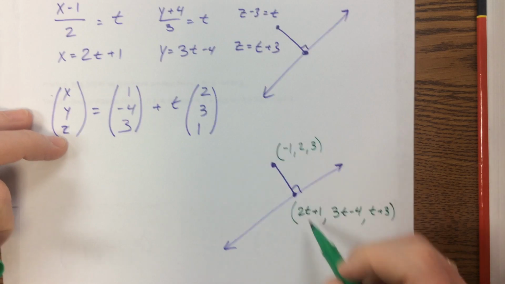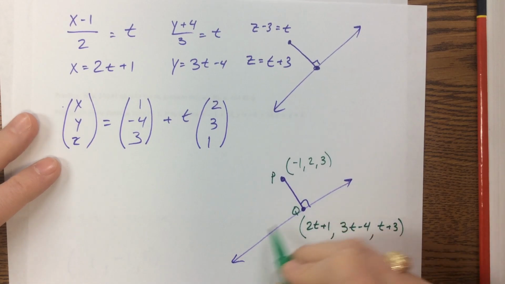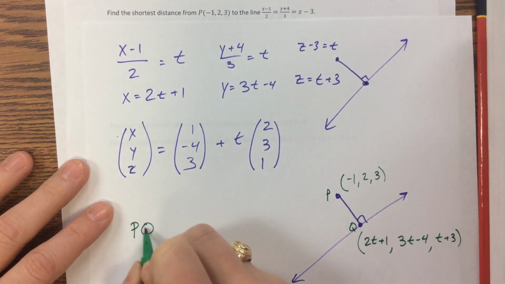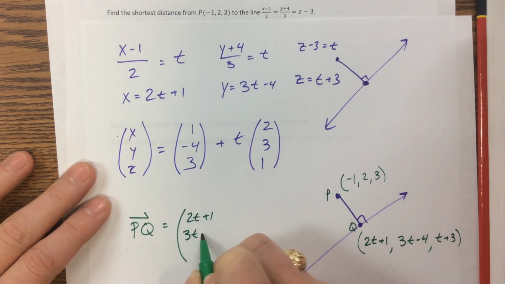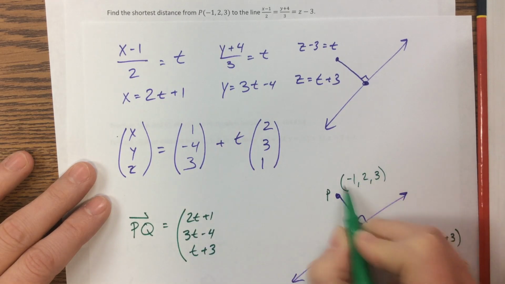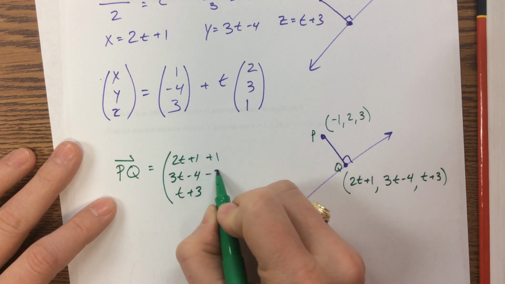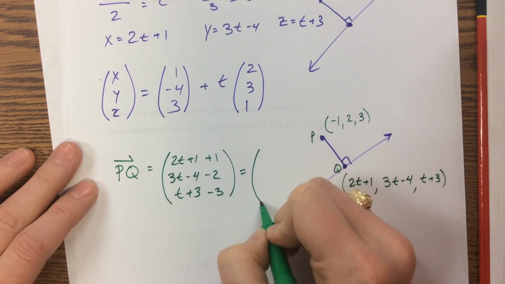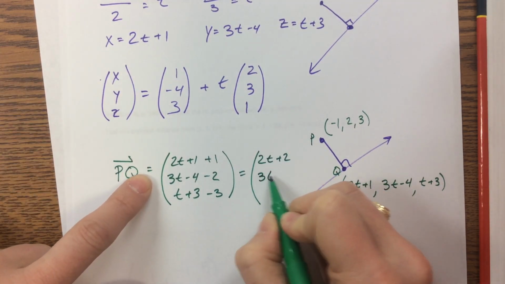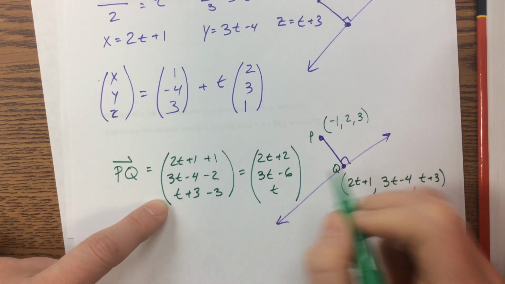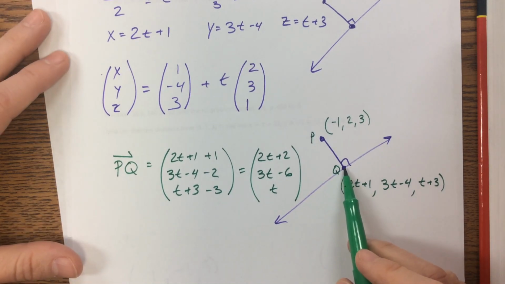This is P, let's call this Q. We can find the vector PQ by taking the point Q, 2t plus 1, 3t minus 4, t plus 3, minus the P value. So minus negative 1, minus 2, minus 3. And this cleans up to 2t plus 2, 3t minus 6, and then t. That's nice.